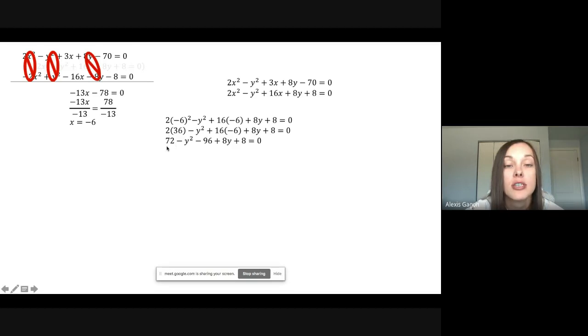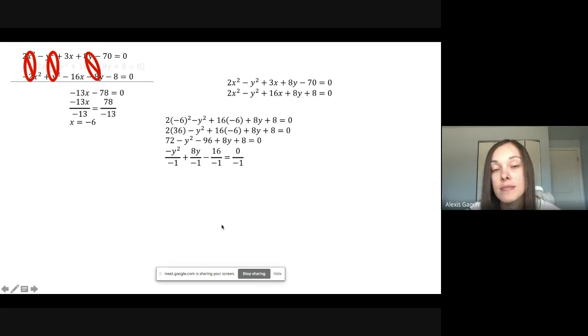So 2 times 36 is 72. Minus y squared. 16 times negative 6 is negative 96. Plus 8y plus 8 equals 0. 72 minus 96 plus 8, that's 16. We have a negative y squared and a positive 8y. I don't ever want this negative, so I'm just going to divide everything by negative 1, and you end up getting y squared minus 8y plus 16 equals 0.